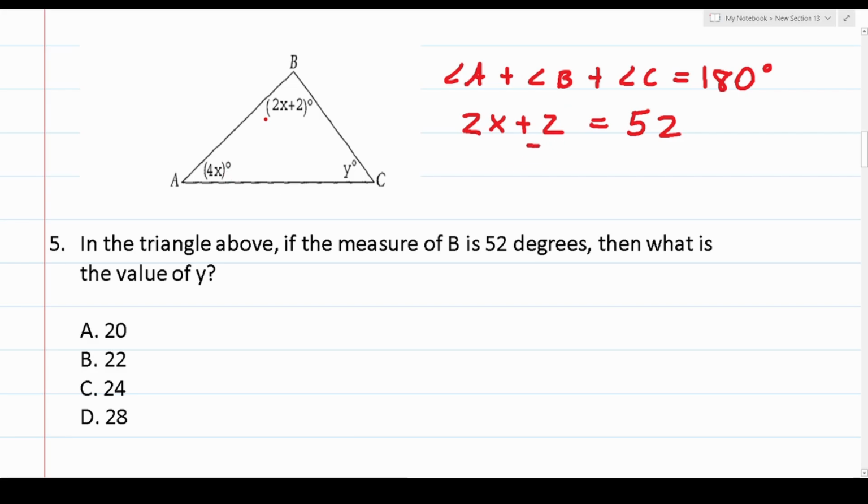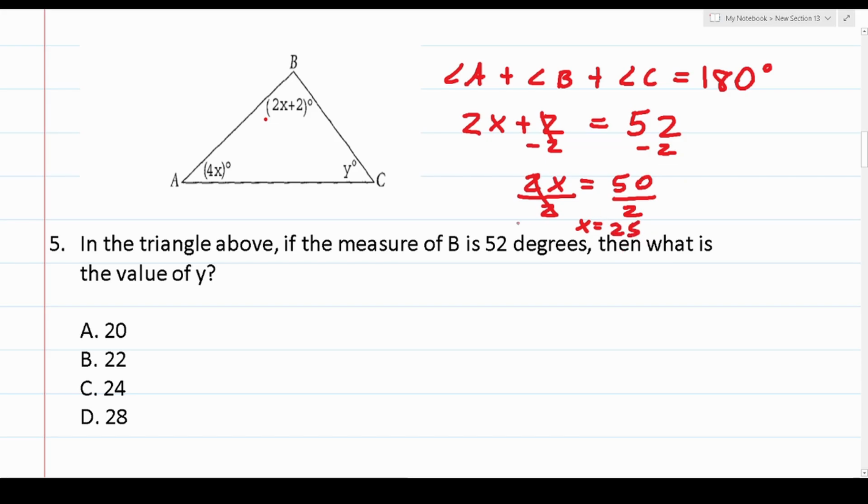Okay, we want to solve for x, so the first thing I'm going to do, subtract 2 from both sides. This says 2x equals 52 minus 2, which is just 50. Divide both sides by 2. This crosses out, leaving you with x equals 50 divided by 2, which is 25.